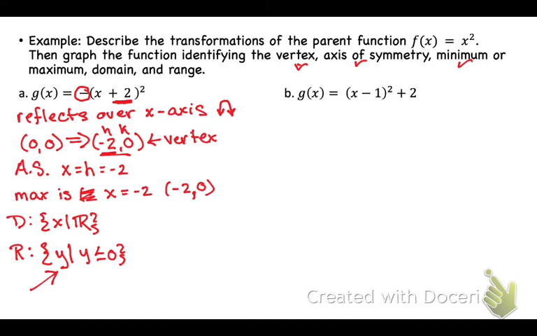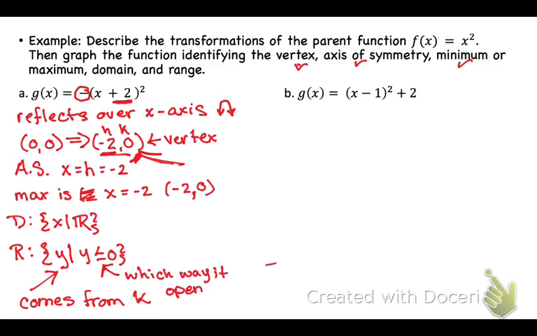This is going to come from K. Guys, what's our K right here? 0. Okay? This comes from K. This sign comes from which way it opens. And when I mean opens, up or what? Down. Kind of becoming a little bit clearer than mud? No. No? It looks like a mud bath.